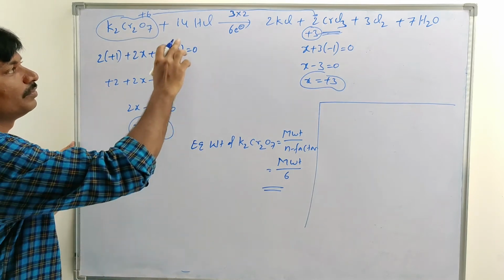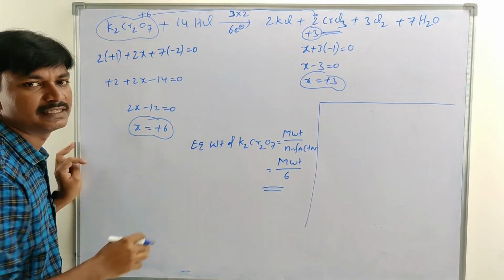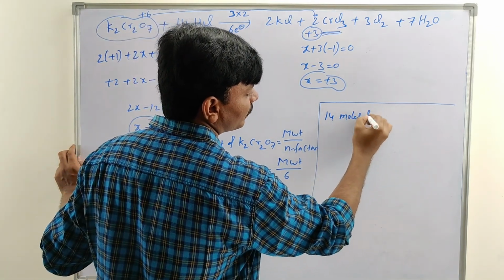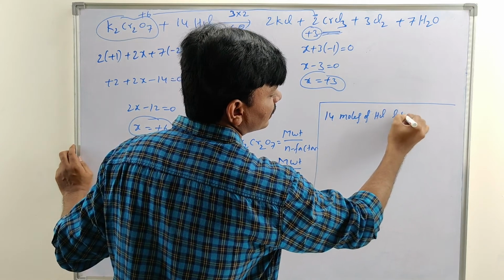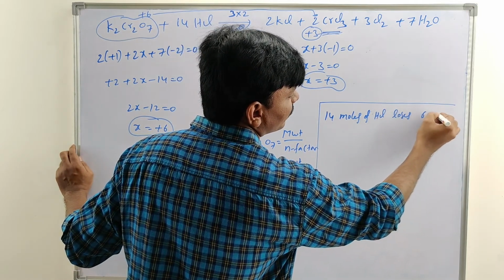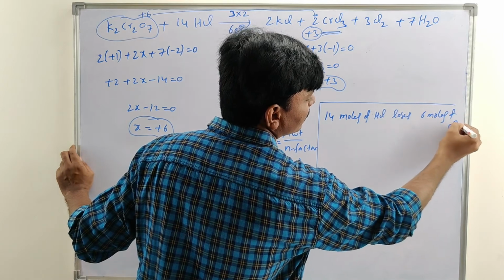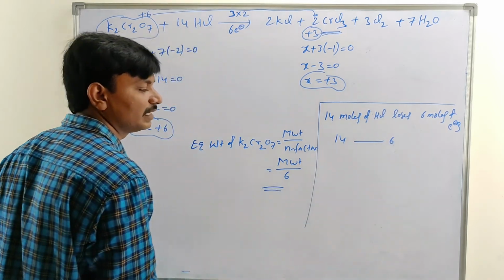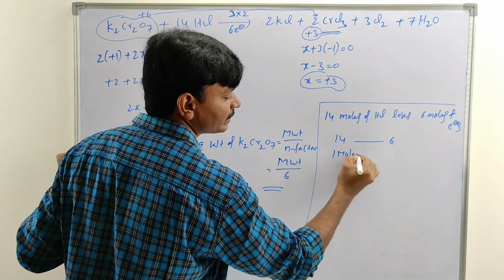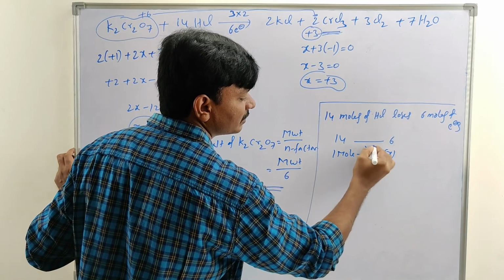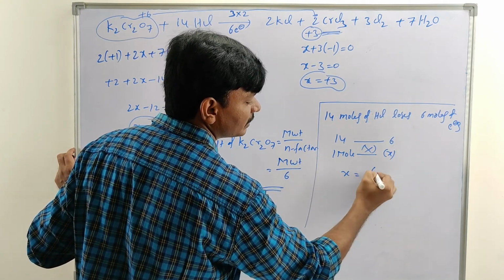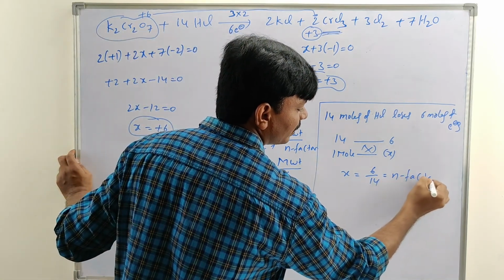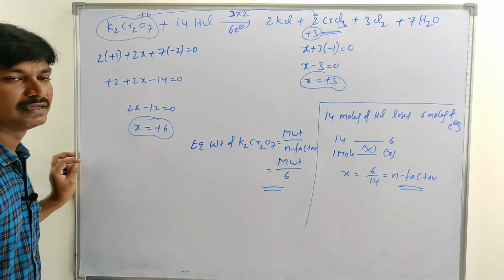Here 14 moles of HCl lose 6 moles of electrons. That is, 14 moles of HCl lose 6 moles of electrons. Then 1 mole of HCl loses how many electrons? Then x equals 6 by 14. That is the n factor value for HCl in the given reaction.